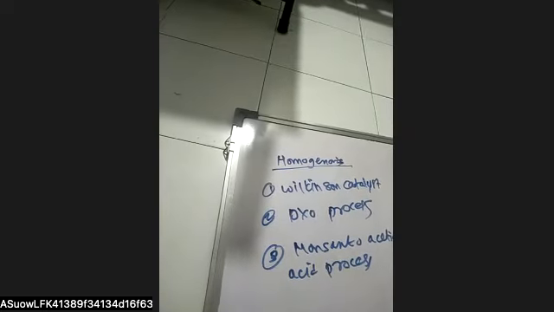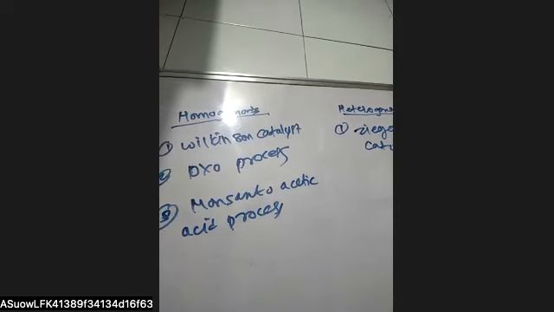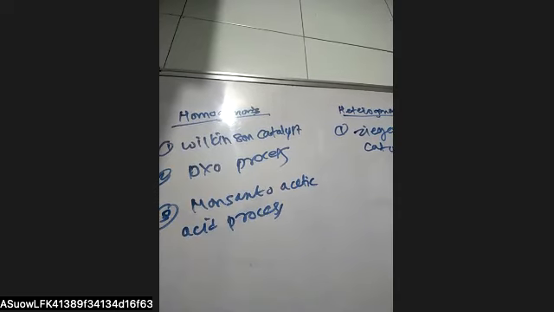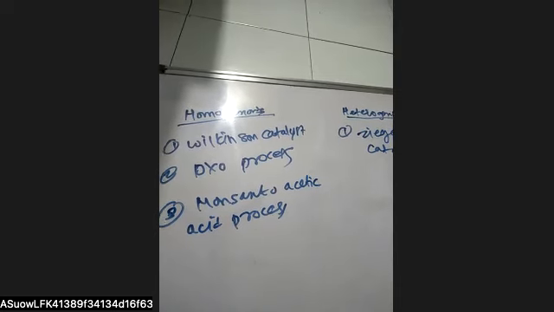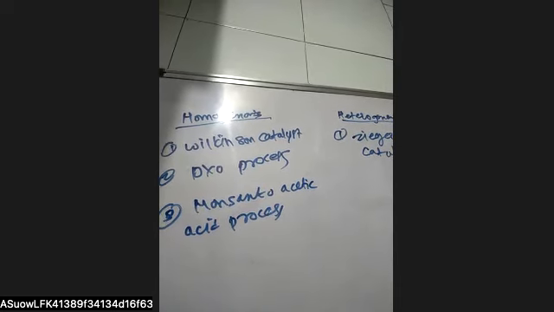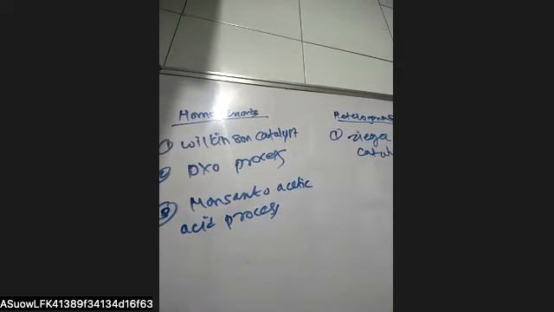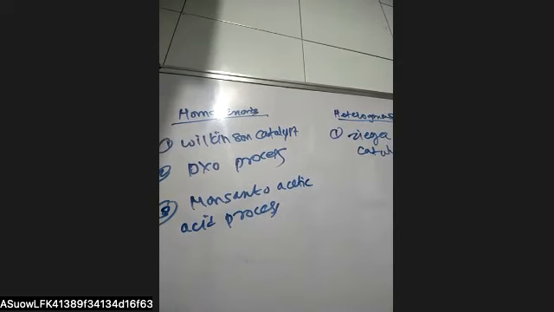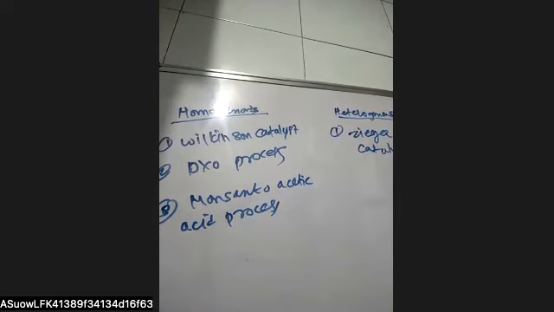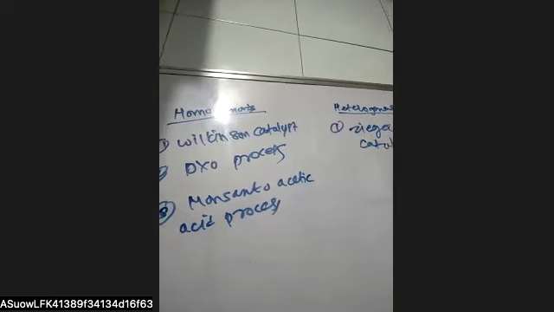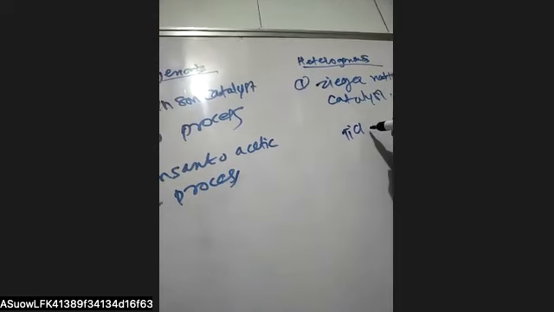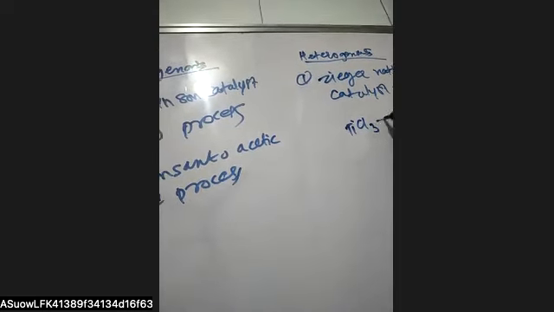What is the application of Ziegler-Natta catalyst? Yes, sir. The Ziegler-Natta catalyst is used for the formation of long chain polymers from small monomers. Different types of polymers are formed through the Ziegler-Natta catalyst, which is TiCl3 plus AlEt3.